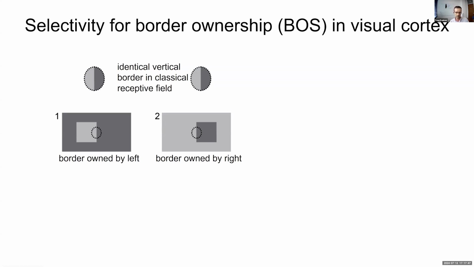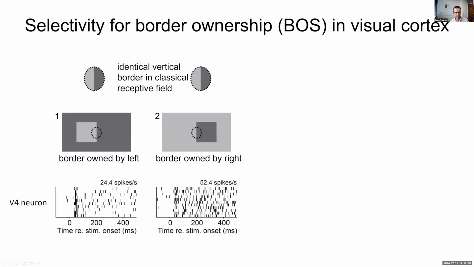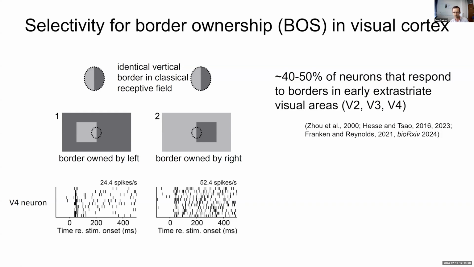And many neurons in the early areas of the visual cortex, including this V4 neuron that we recorded from, respond differently to these two scenes. So this neuron fires much more spikes to scene 2 than to scene 1, even though the information in its classical receptive field is completely identical. So it is as if the neuron knows that this border in its receptive field is owned by an object on the right side. This property was initially discovered, as I mentioned, in the lab of von der Heydt, but confirmed in several other labs, including in our recordings in different areas, V2, V3, V4, where up to 50% of neurons that respond to borders also show this tuning for ownership.